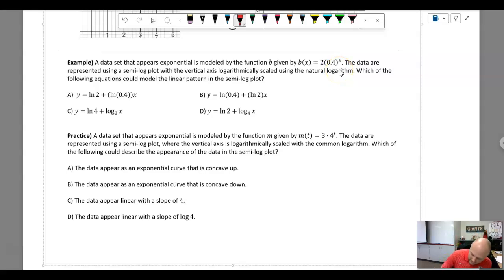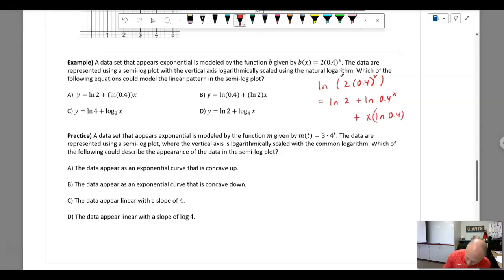But I wanted to go ahead and do this. If I take the natural log of 2 times 0.4 to the power of x, isn't that natural log of 2 plus natural log of 0.4 to the power of x? And with the power rule, I can move that x out front: x times the natural log of 0.4. So this just goes to show you, when I use my logarithmic properties, how that separation occurs. I have log of the a value here plus x times this logarithm of the base. Logarithm of the base, that's going to be your slope. Okay, so we're looking for this natural log of 2 plus natural log of 0.4 times x. A is the answer.